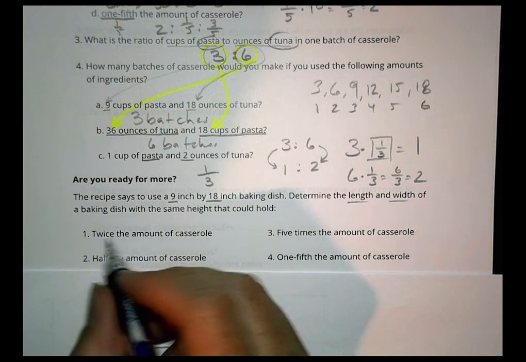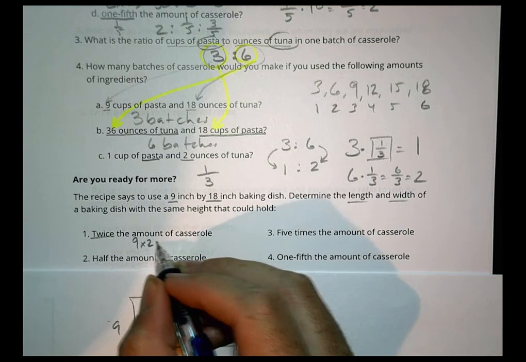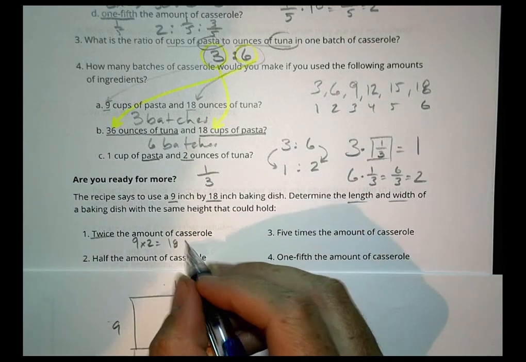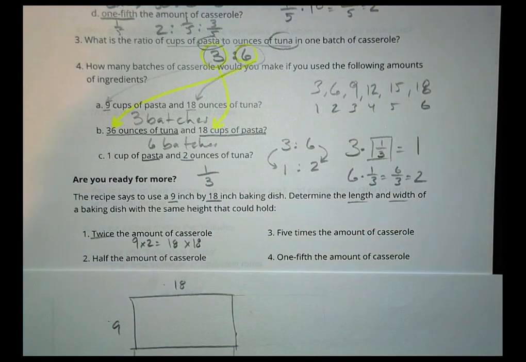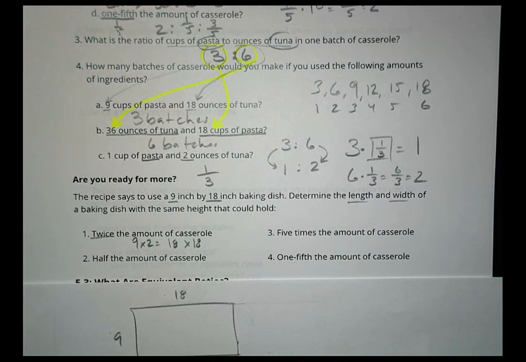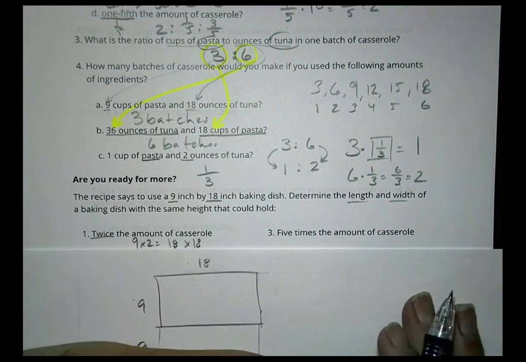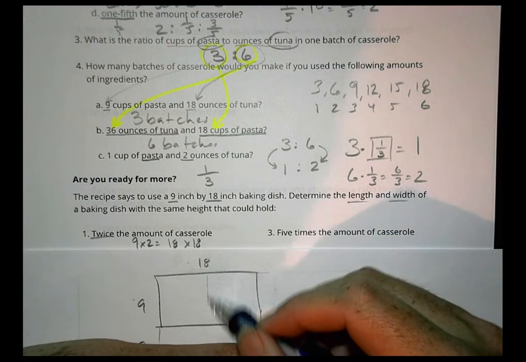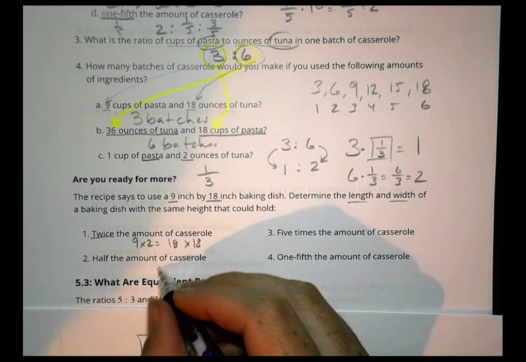So if I'm going to make twice the casserole, I can double the 9, 9 times 2 is 18, and keep the other length the same. An 18 by 18 pan would work. Okay? If I want to make half the amount of casserole, I don't have to halve everything. If this is my starting part here, I can just cut half of it there. So what do I have? I have a 9 by 9 pan. That would work there.